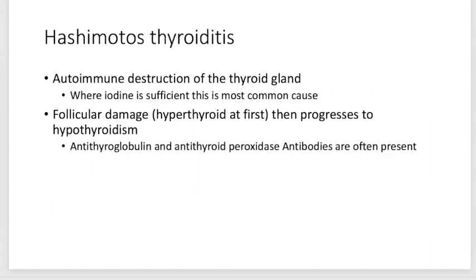Hashimoto's thyroiditis is autoimmune destruction of the thyroid gland, where we have iodine placed into the diet. We look at most likely autoimmune destruction. You can test for the antibodies. So what results is follicular damage. You may have hyperthyroidism at first, and then it progresses to hypothyroidism. So anti-thyroglobulin and anti-thyroid peroxidase antibodies are often present, and this is what we test for to make sure that it is autoimmune.